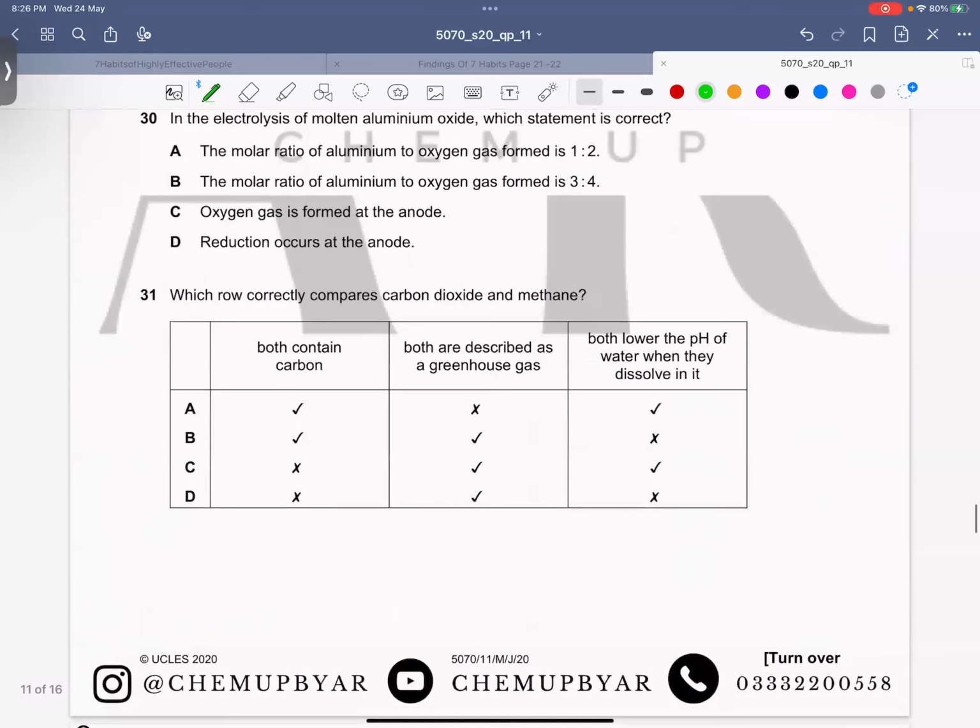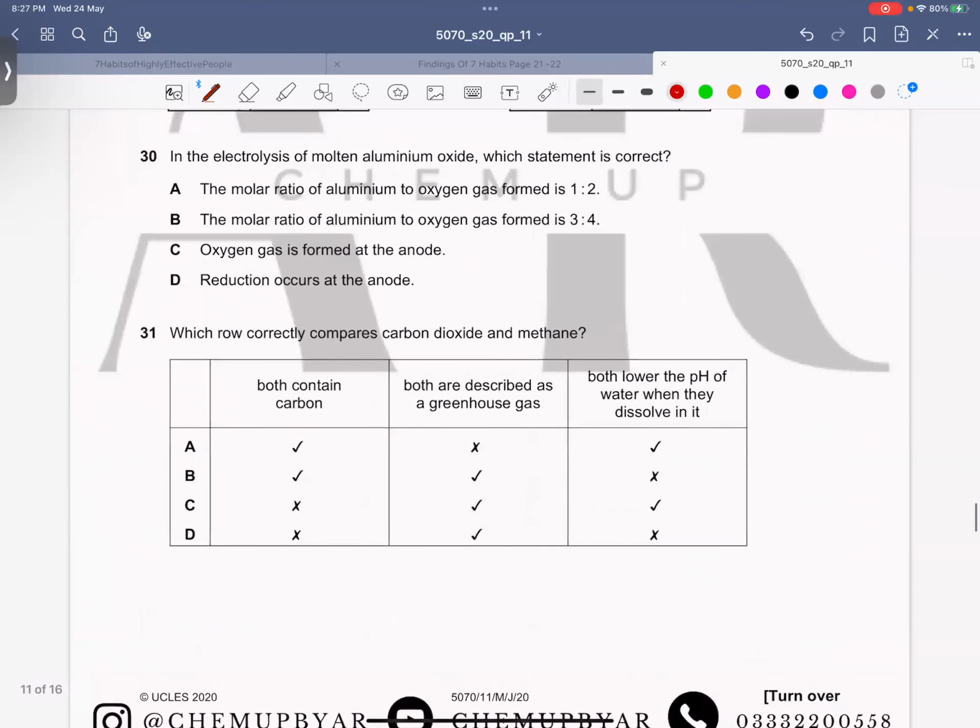Question number 30. In electrolysis of molten aluminum oxide, which statement is correct? The molar ratio of aluminum to oxygen gas formed is 1:2. Is this correct? And for oxygen, there is an oxide ion which turns into oxygen, forming, no, one minute, 4 electrons.